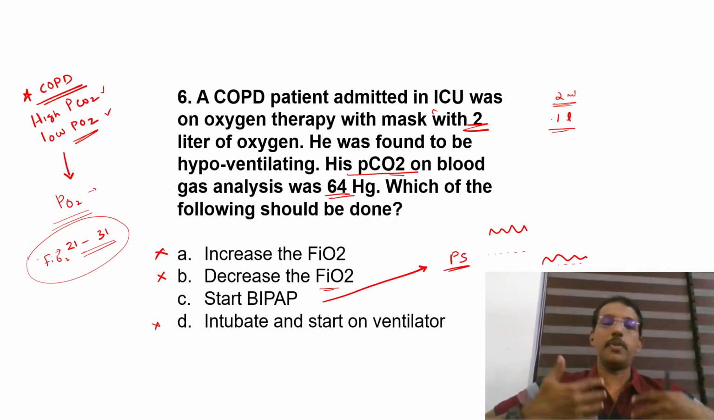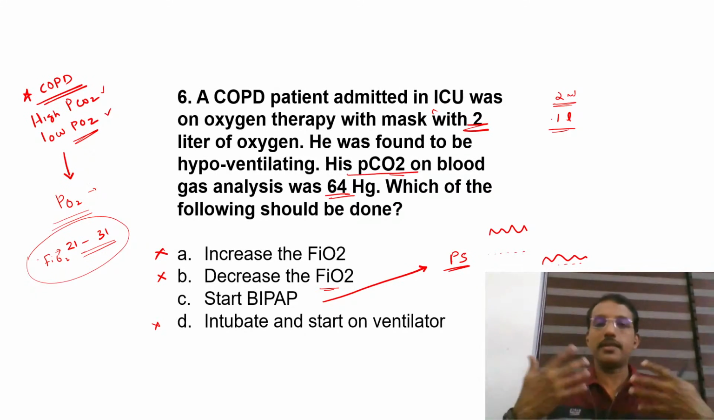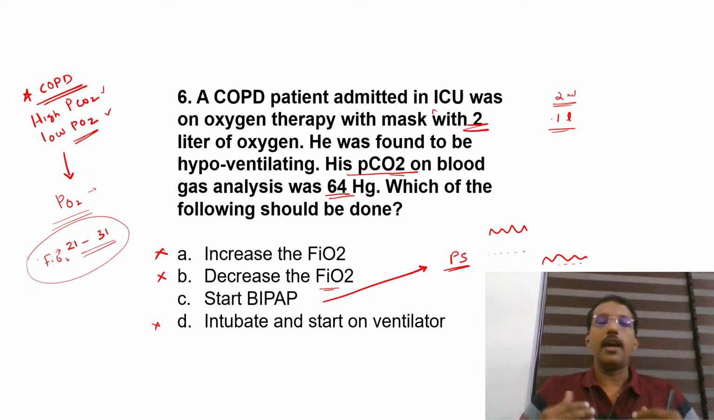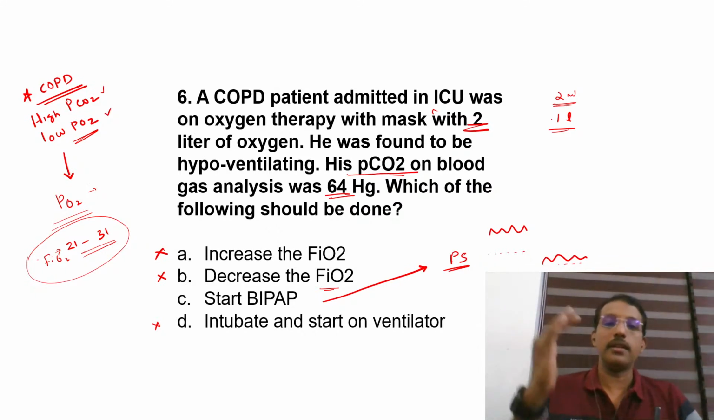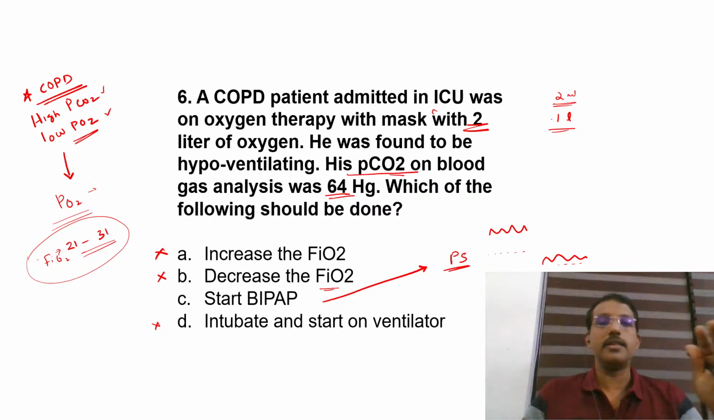When the patient is inspiring, you provide extra pressure so that the patient's effort to breathe is reduced and the patient has some rest, and when the patient is expiring, you provide some PEEP to prevent the collapse. In this process you provide oxygen also to treat the hypoxia and eliminate the carbon dioxide to correct the acidosis. So that is the treatment for COPD in the current scenario, that is BiPAP. Remember that bi-level positive airway pressure supplementation is the treatment.